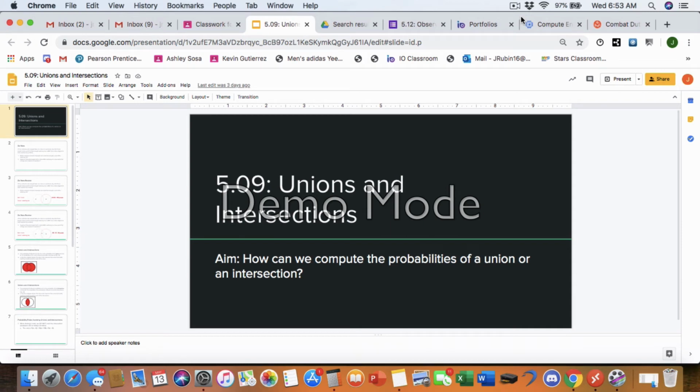Good morning. Today's lesson is 5.09, unions and intersections. The aim is: how could we compute the probabilities of a union or an intersection?